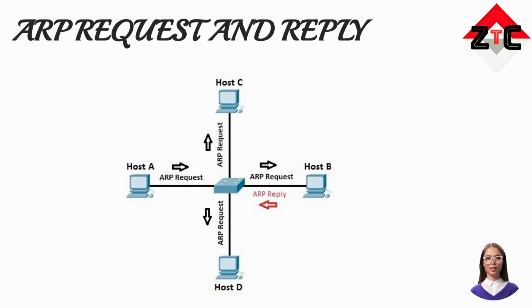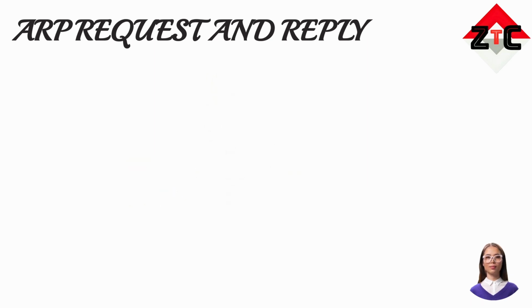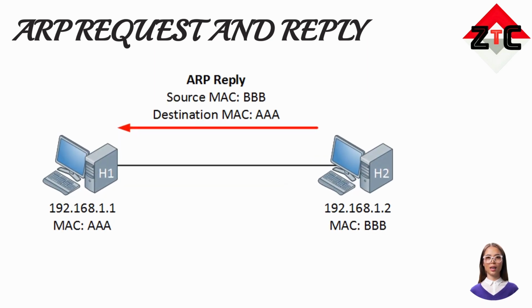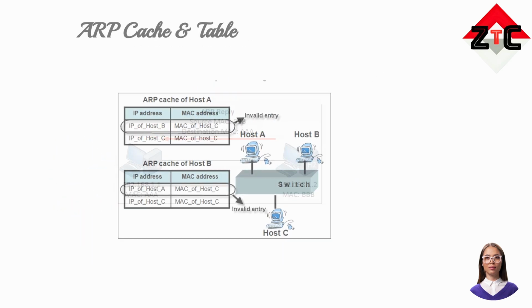ARP request process. When a device requires the MAC address of another device on the same network, it broadcasts an ARP request containing its own MAC and IP addresses, seeking the MAC address associated with the target IP address. Only the device with the matching IP address responds to fulfill the request. ARP reply process. The device with the matching IP address responds with an ARP reply containing the requested MAC address. The original requester updates its ARP cache with the received MAC address.